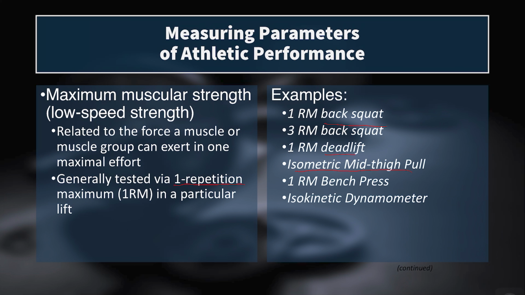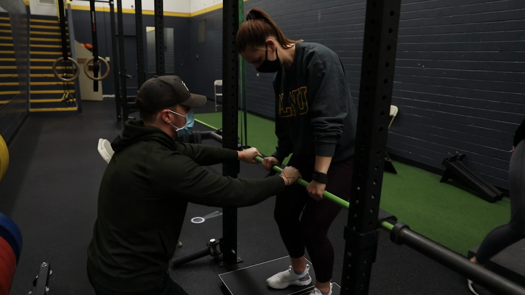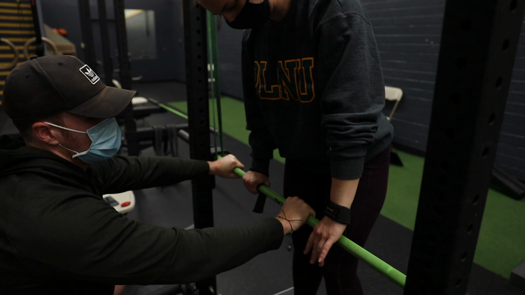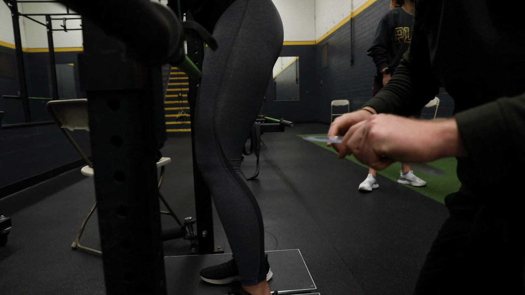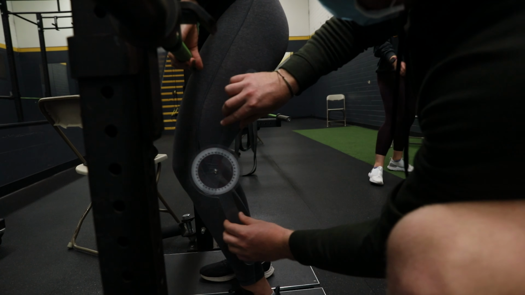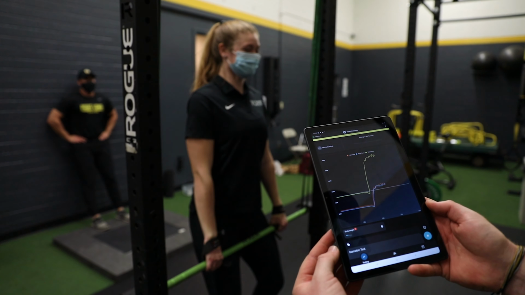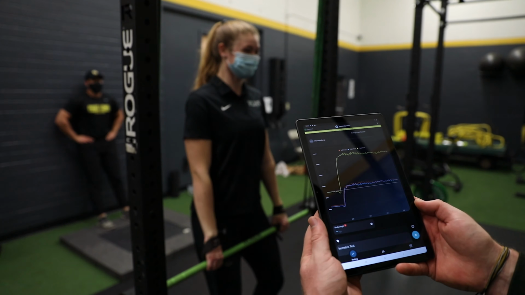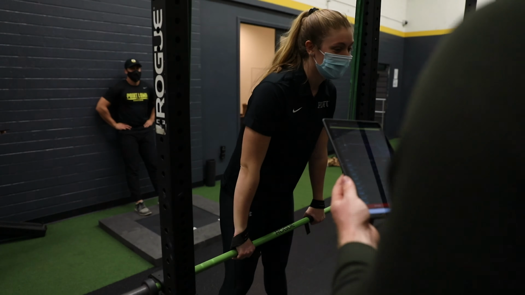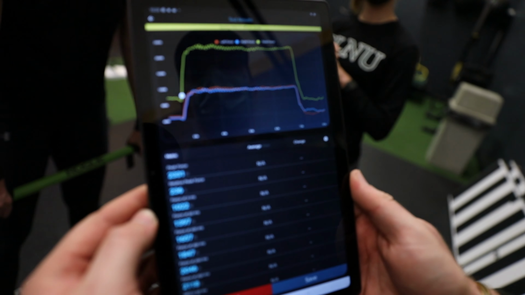I really like the isometric mid-thigh pull. If you don't know what that is, it's essentially putting force platforms underneath an immovable bar. The athlete gets strapped into the bar. The athlete assumes the mid-thigh pull position, or what's commonly referred to as the power position, like the top of an Olympic weightlifting movement, upright trunk, knee angle of about 135. And you strap them into the bar and they pull as hard as they can on the bar, which generates force through the legs, and that's captured in the force plates. I really like this as a 1RM test as opposed to a dynamic test like a 1RM back squat, but not everybody has force platforms.